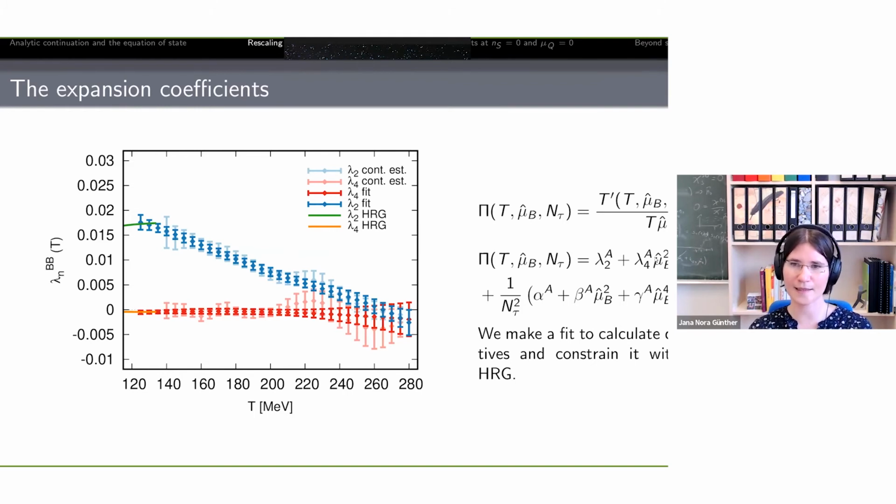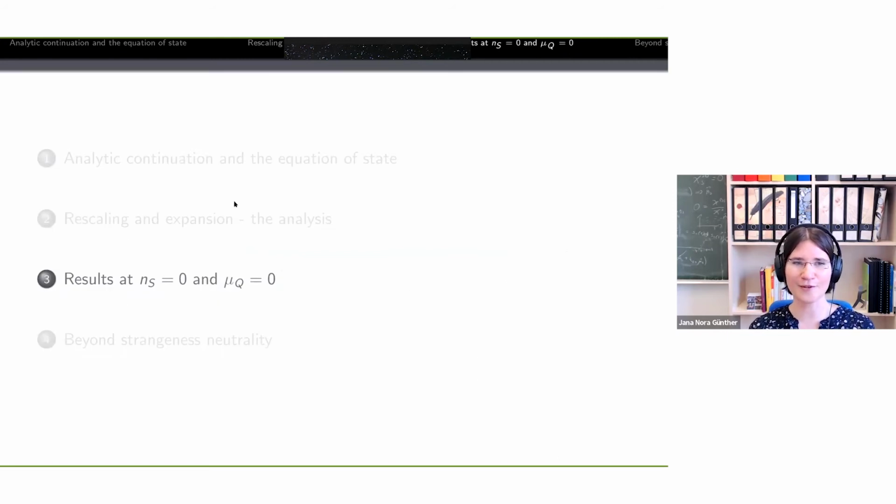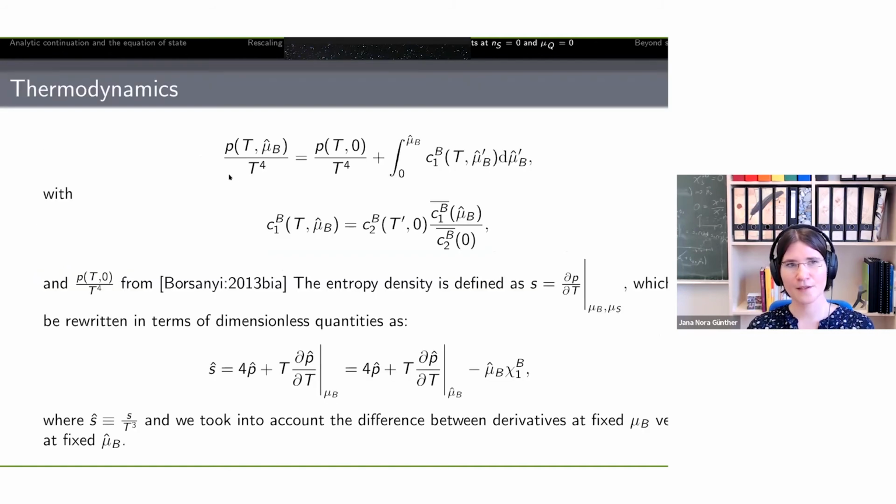The reason for that is that there will be different quantities, which also include some strangeness that I will discuss a bit later in this talk. Okay, let's go to the results we can obtain. So I already promised we need some thermodynamics.